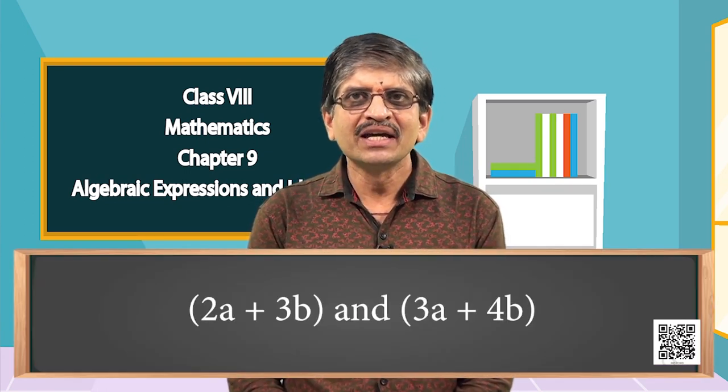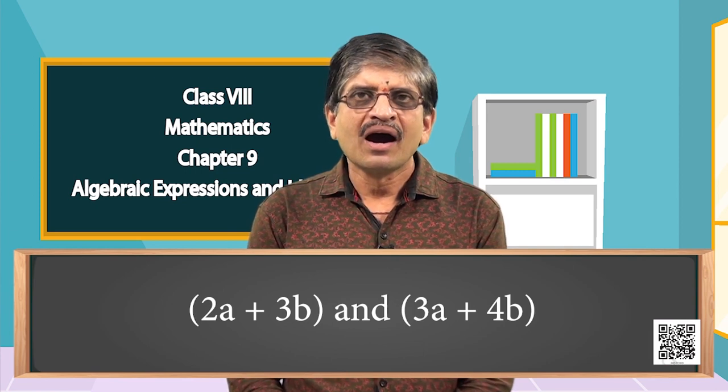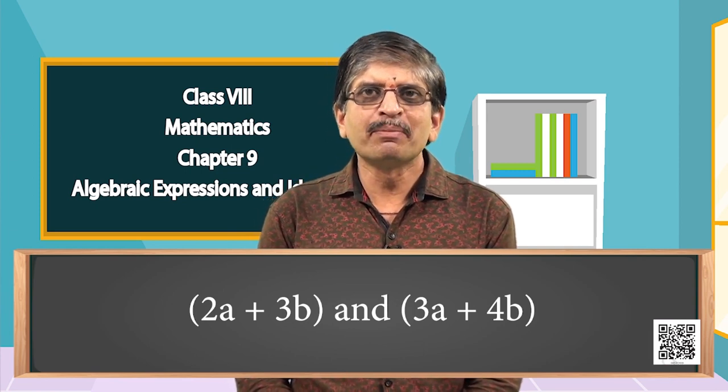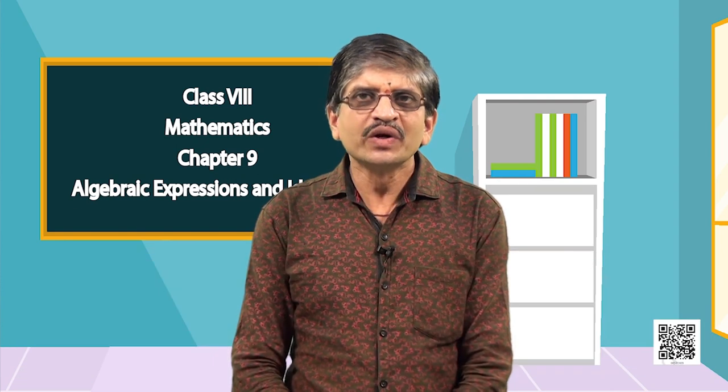Good. Multiplying a polynomial by a polynomial. Out of that, we first learn multiplying a binomial by a binomial. Let us multiply one binomial, say 2a plus 3b, by other binomial, say 3a plus 4b. We do this step by step by following distributive law.